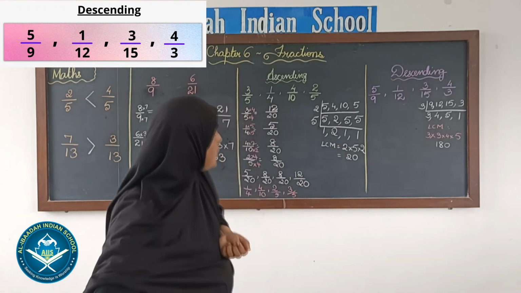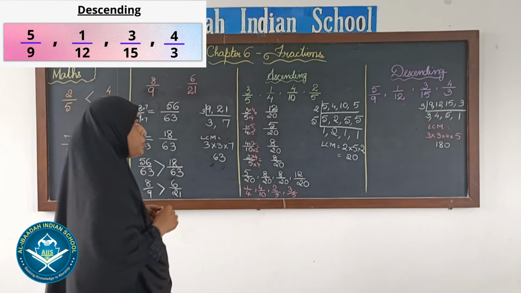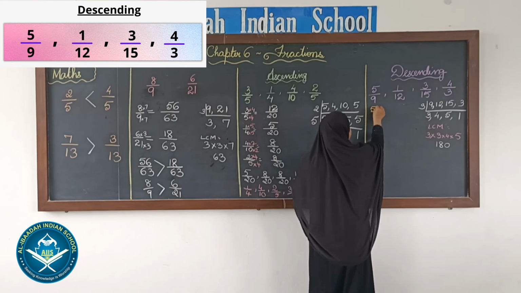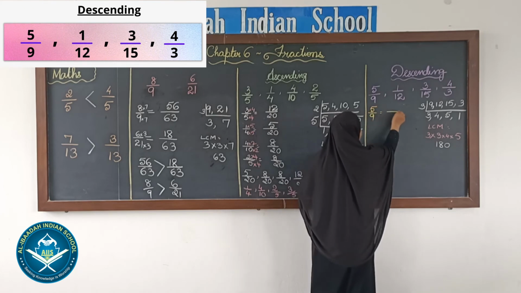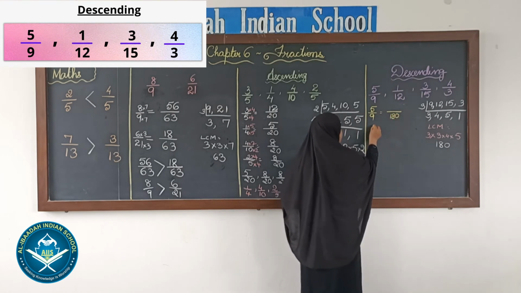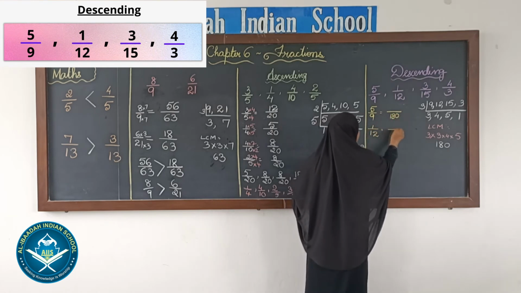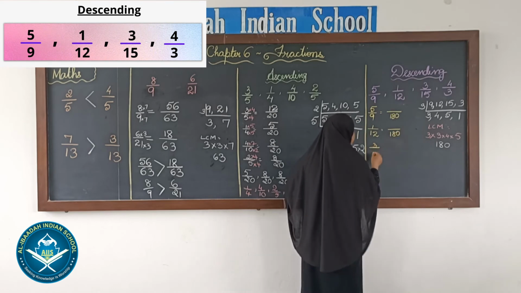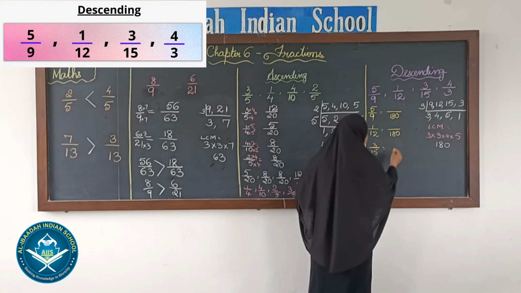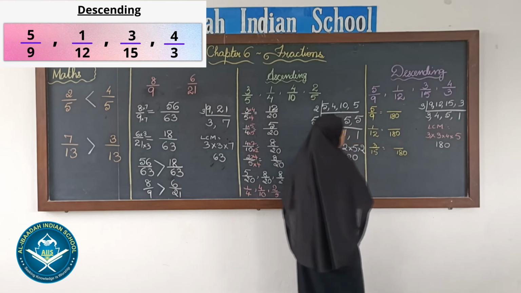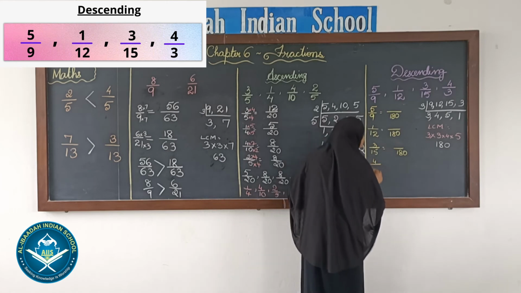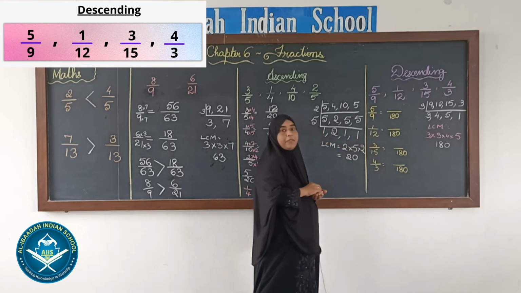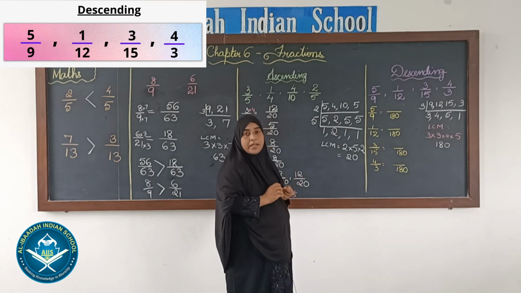Same way how we have done in ascending order, same steps we have to follow for descending order also. One by one we'll change them. 5 by 9, we need a denominator 180 here. Then 1 by 12, we need a denominator 180. Then 3 by 15, also we need a denominator 180. Then 4 by 3, we need a denominator 180 over here also. So all the 4 fractions will have to be converted to 180 as the denominator.